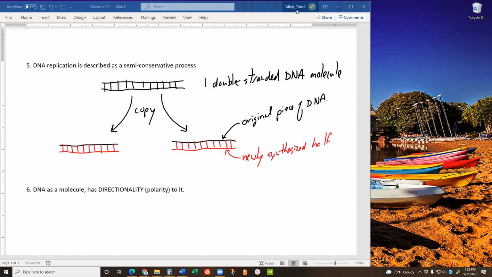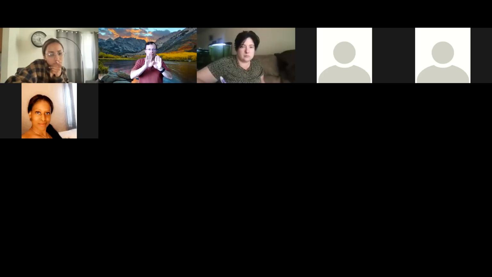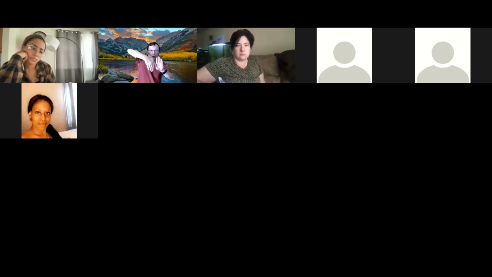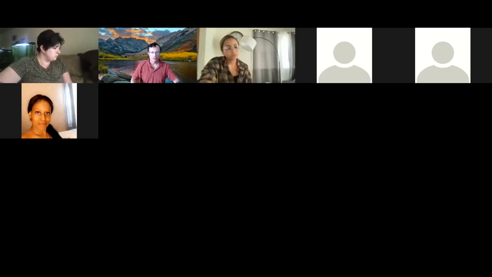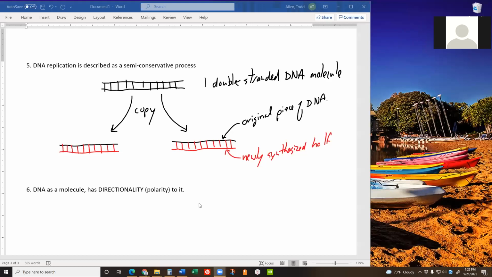If I stop sharing my screen momentarily, look at my hands. If I have two strands of DNA, represented by my hands, that's the directionality, the orientation of the two strands of one molecule of DNA in relationship to each other. There is one side that has 5' N, and on the opposite side, it's the 3' N. In other words, they run anti-parallel to each other. Let's get that down in your notes: DNA as a molecule has directionality to it.